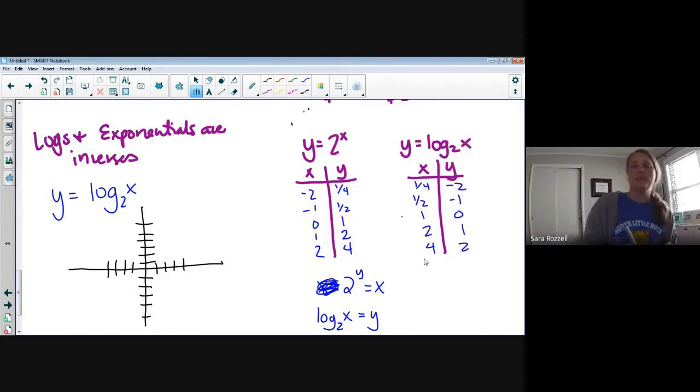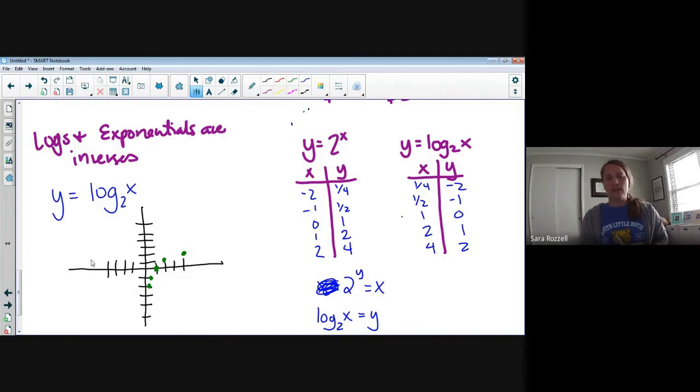So we are going to plot the points from our log base 2 of x. We just got them using 2 to the x and swapped them. So my x is a fourth, my y is -2. Just plotting these points. X is a half, y is -1. X is 1, y is 0. X is 2, y is 1. X is 4, y is 2.